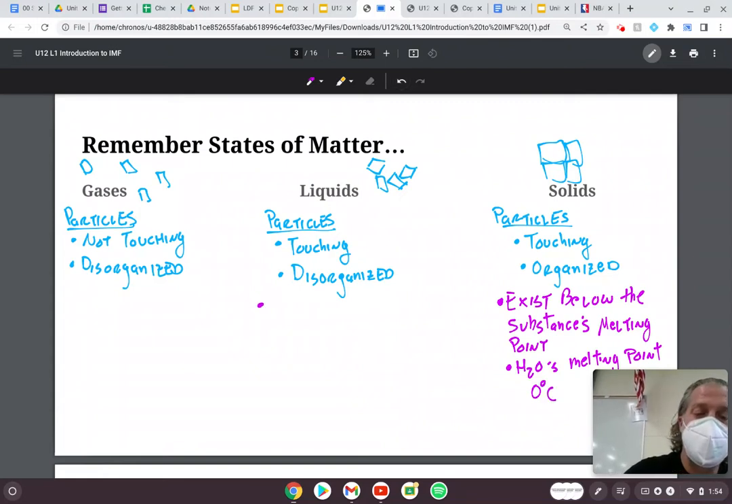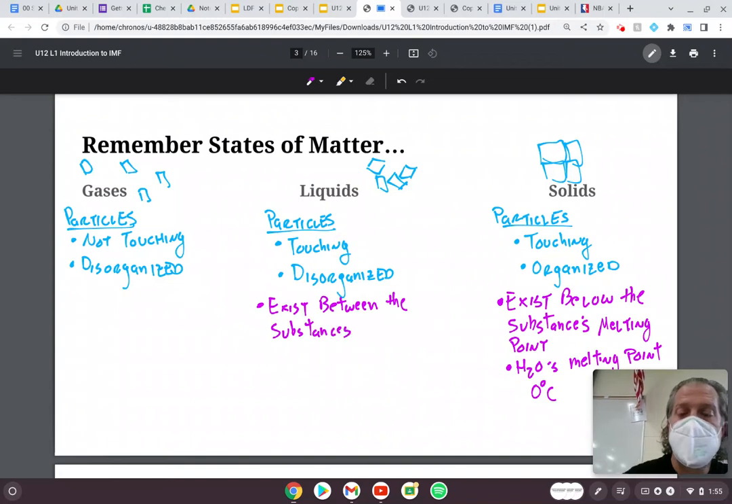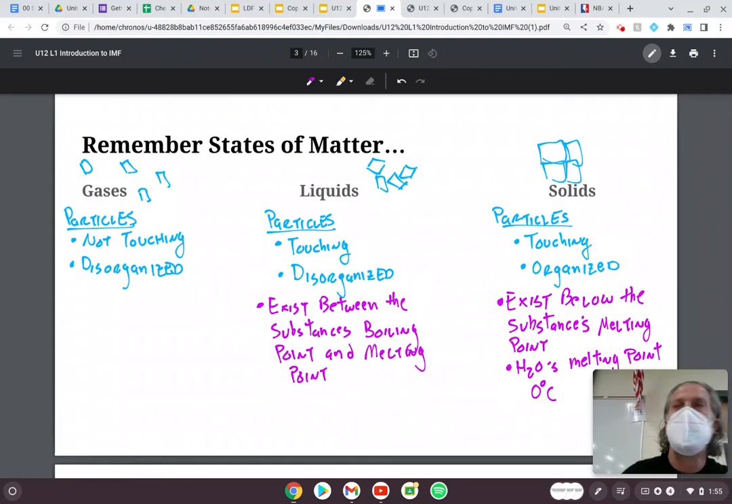Liquids tend to exist between the substance's boiling point and melting point. And then lastly, gases. Yes? Don't you mean freezing point? Or melting? I mean melting point.